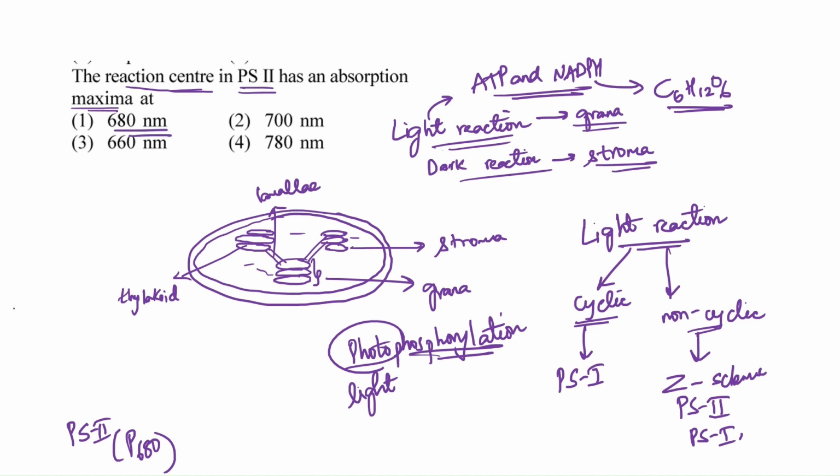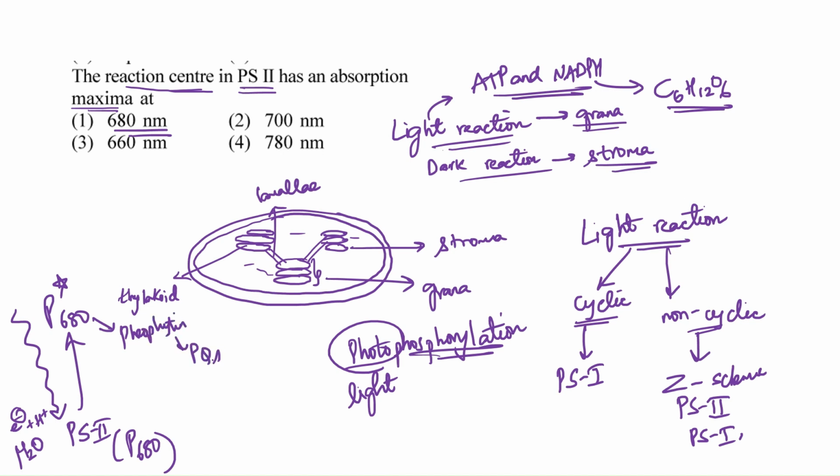Okay, this P680, when light rays fall, it gets excited. During this process there will be breakdown of water, which is known as photolysis of water, as a result of which electrons are generated, protons are generated, and half molecule of oxygen will be generated. These electrons pass from P680 to pheophytin. From pheophytin they pass on to phylloquinone, QA, QB. Okay, from there it passes on to cytochrome b6f complex.